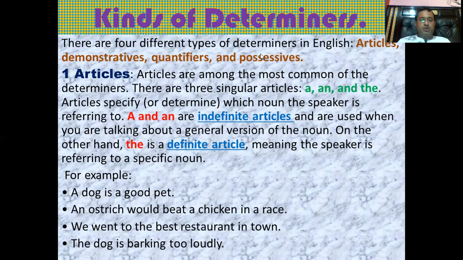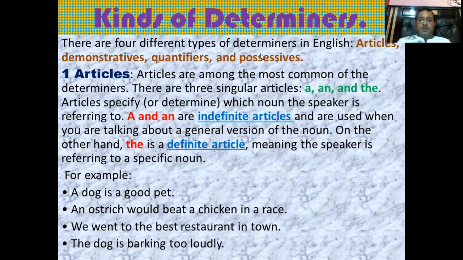But a is used before words that begin with consonant sounds, while an is used before words that begin with vowel sounds. So I think you all are aware of the vowel sounds. We have five vowels in English, that is A, E, I, O, U. If any word, or rather any letter, gives the sound of these vowels, then there will be an.